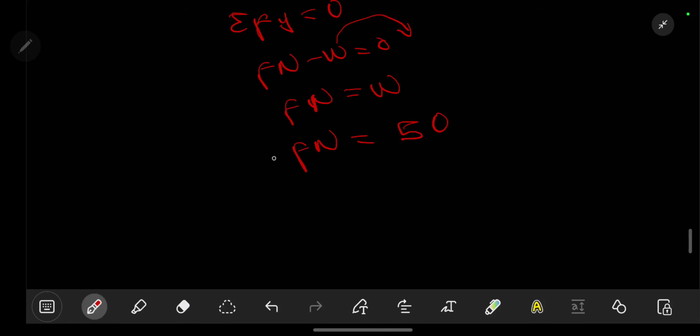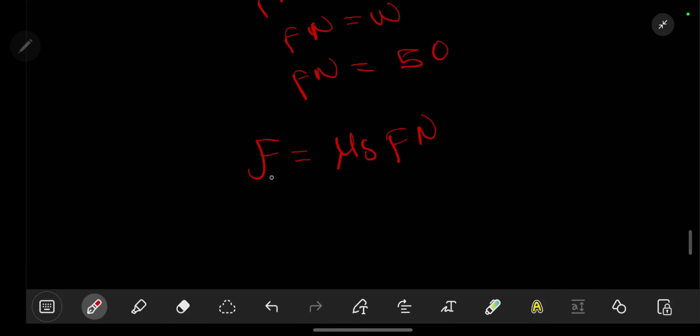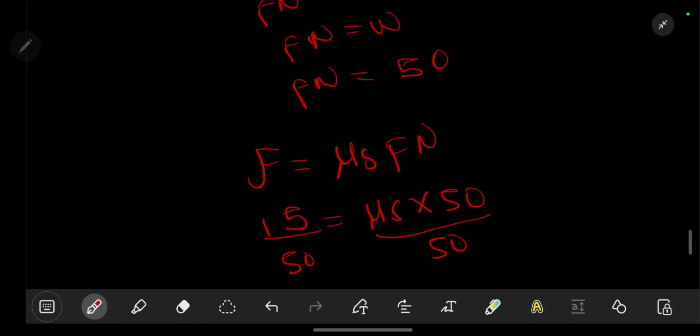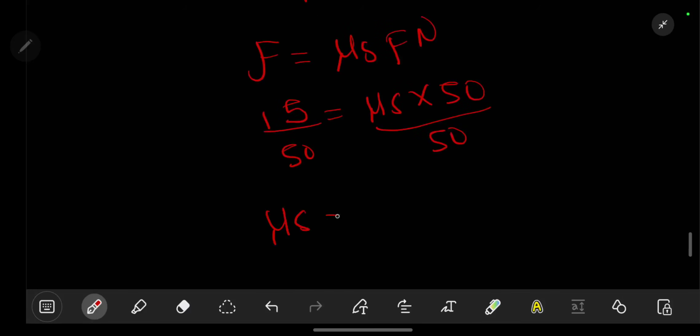The reason why we have found the normal force is that the frictional force is equal to the coefficient of static friction times the normal force. Then we can just replace. The frictional force is 15, equal to mu s times the normal force, which has been found to be 50. We divide by 50 on both sides. We find that mu s is equal to 15 divided by 50, which gives us 0.3. So this is our coefficient of static friction.